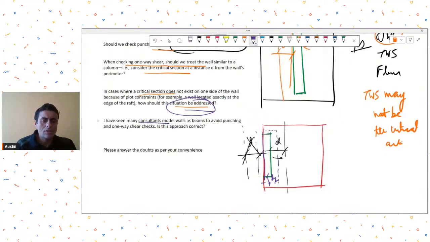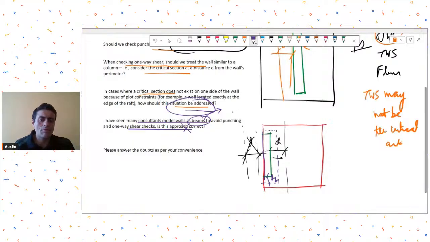I have seen many consultants model walls as beams to avoid punching and one-way shear check. Is this approach correct? No. No, no. Walls as beams maybe because they might be taking the forces from ETABS to SAFE, and when you bring a model from ETABS to SAFE, generally there is a wall property assigned. So maybe they are assigning beam property. I don't know, but whatever property you are assigning, that's immaterial. Punching checks should not be avoided because punching checks are the crux of foundation thickness calculations.